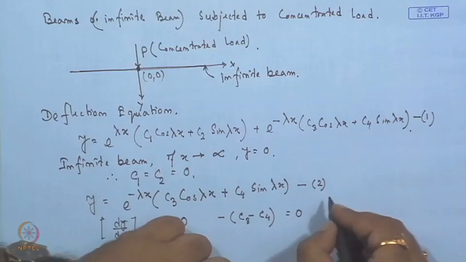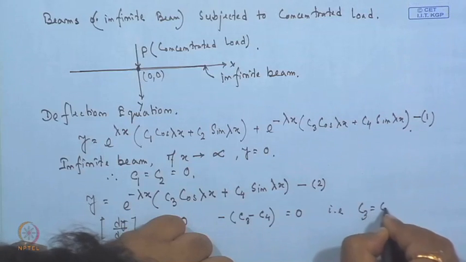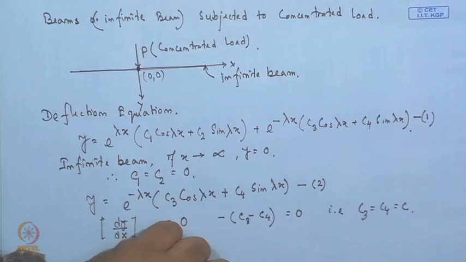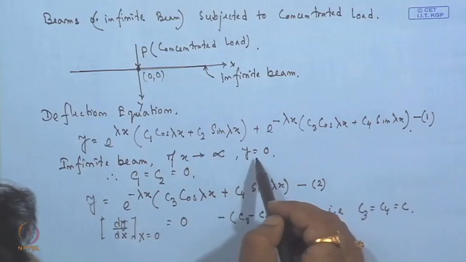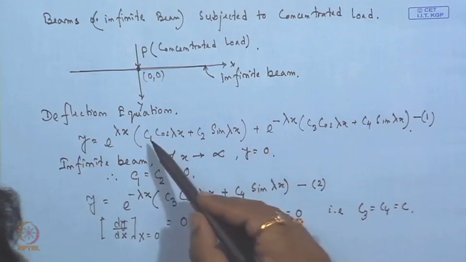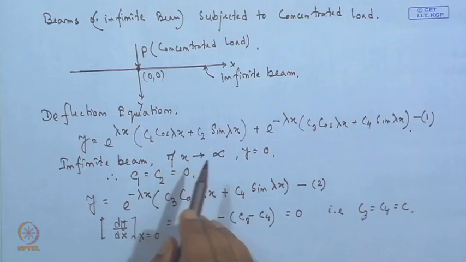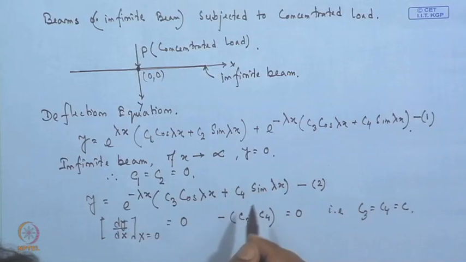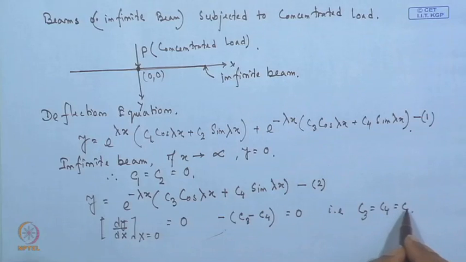So, then you will get another condition, that is c3 is equal to c4 is equal to c. From the first condition, the infinite beam, we put this condition, and it is only possible if c1 is equal to c2. And the next condition, the slope at the center of the beam is 0; by putting that condition we will get c3 is equal to c4 is equal to c.